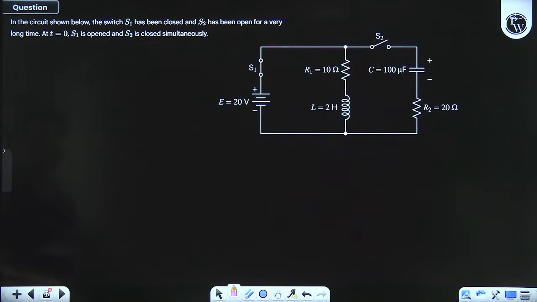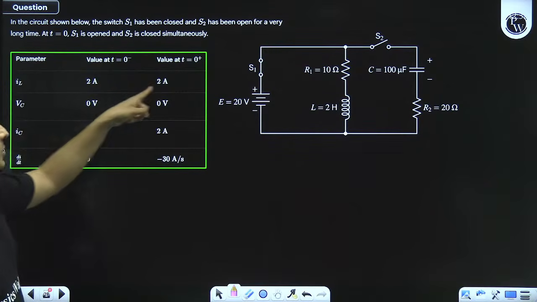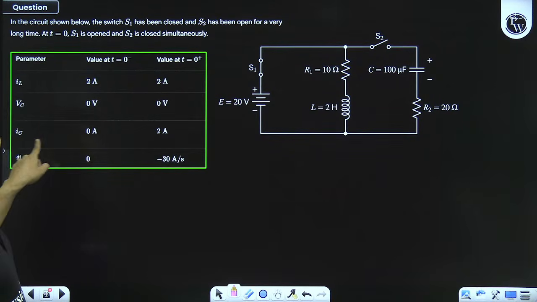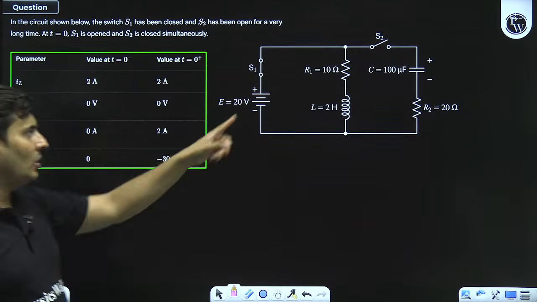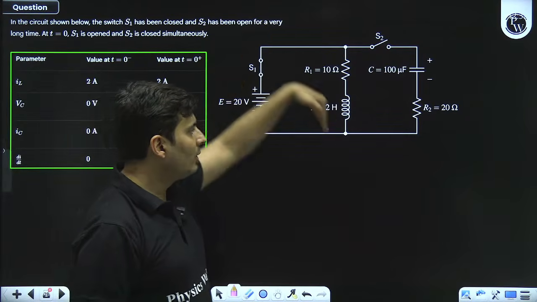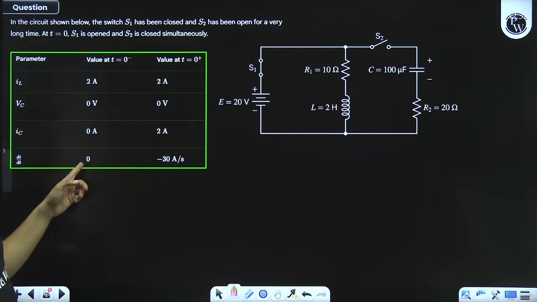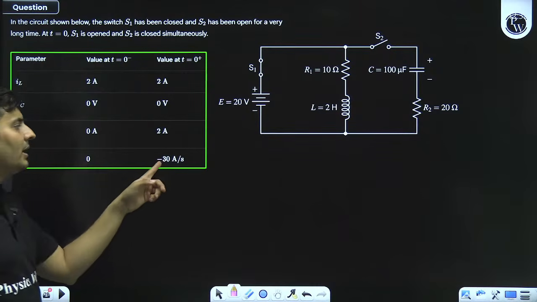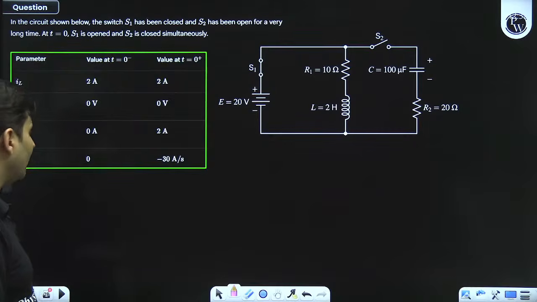So let's lock it. Before, the current in the inductor was 2, after also it is 2. In the capacitor it was not there. Suddenly the current will jump to 2 amperes because all the current which was going here will now be bypassed over here. It will shift its path. The current rate of change was 0 before, then it will become minus 30 amperes per second. So yes, all the answers we have got.